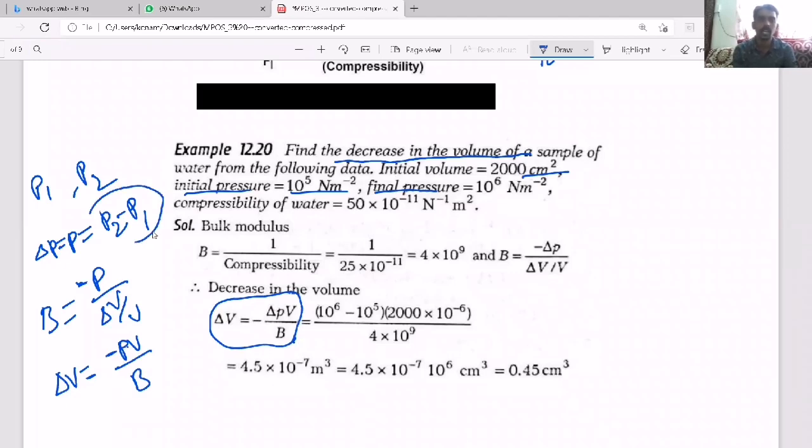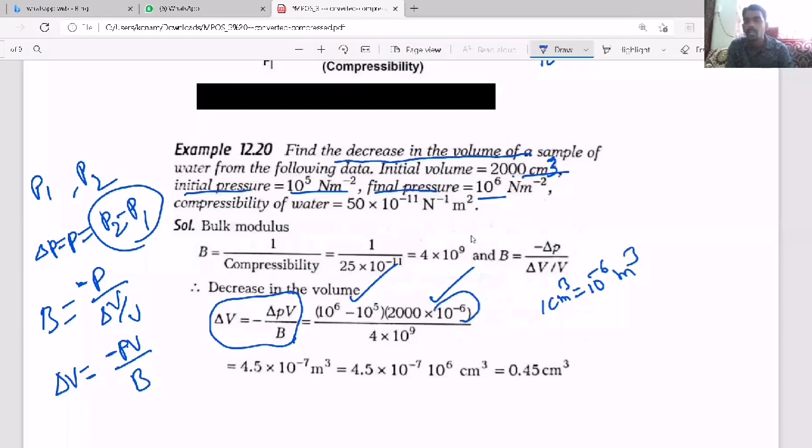Where P, or delta P, is nothing but what I have to substitute? P2 minus P1: 10 power 6 minus 10 power 5. Volume, initial volume, that is this one. But here it is centimeters, sorry, it should be centimeter cube, not centimeter square, because volume is always meter cube or centimeter cube. And 1 centimeter cube equals 10 power minus 6 meter cube.